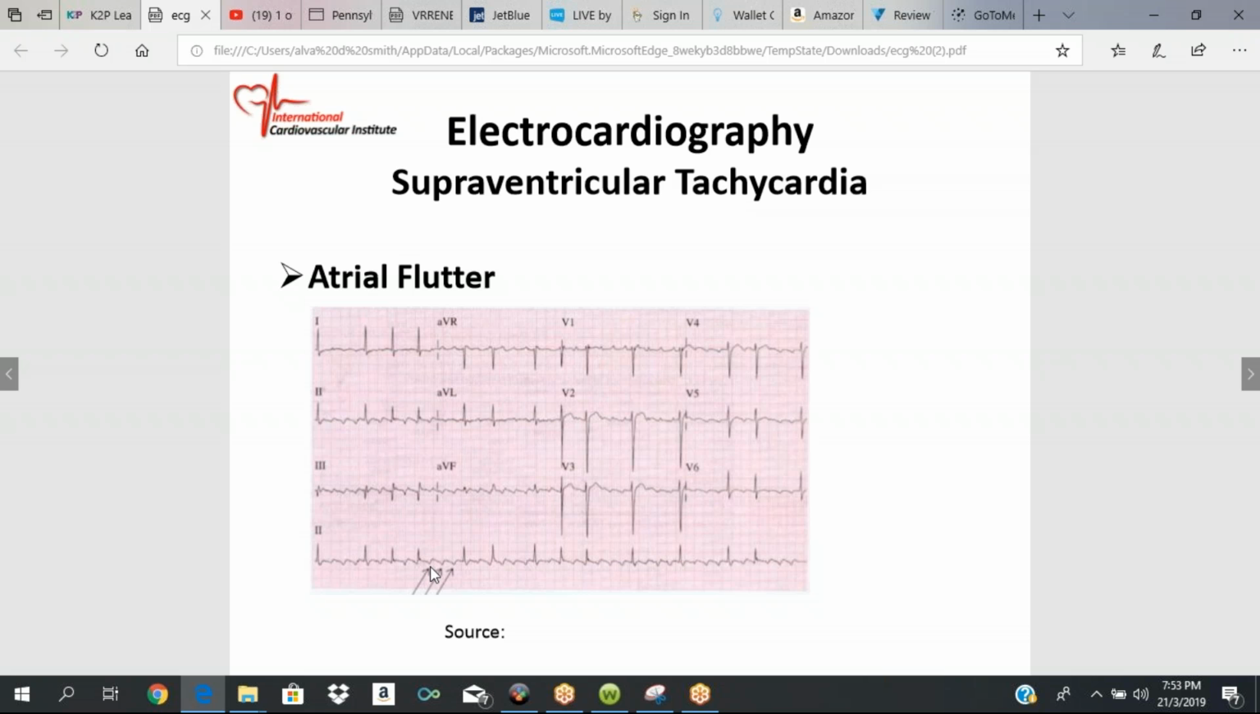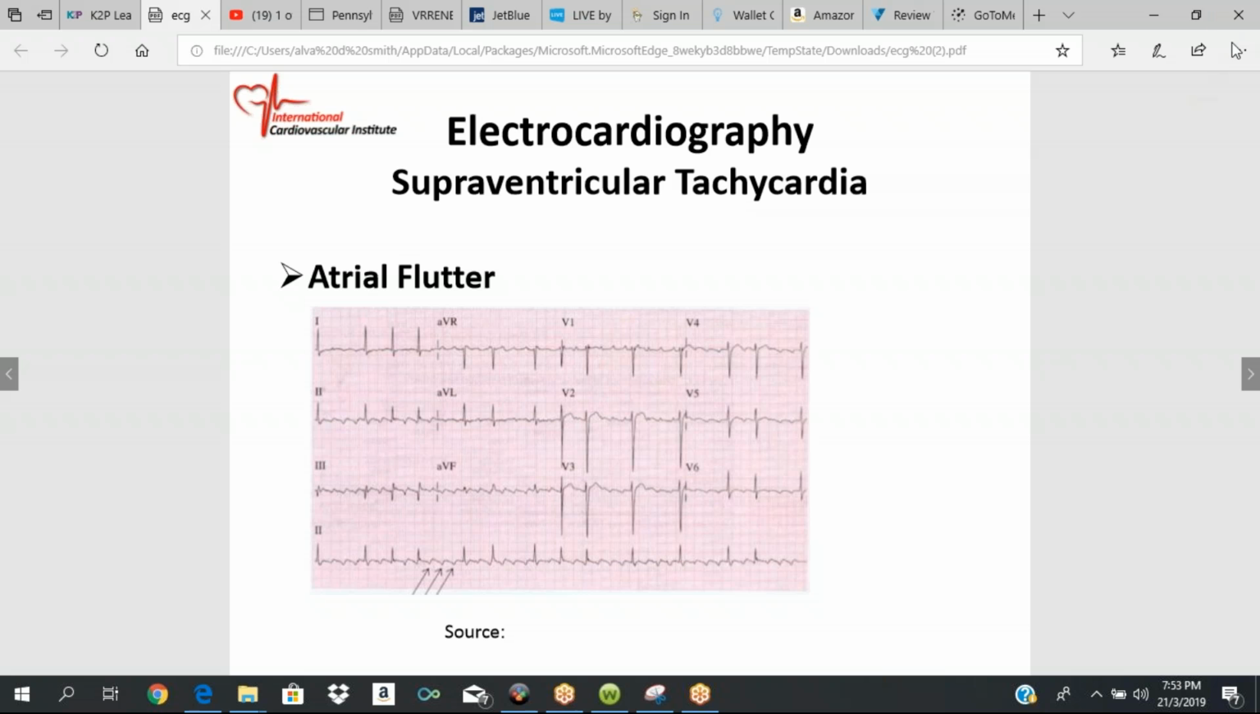So if you want to calculate the atrial rate, it's 300 divided by one big block. So the atrial rate is 300. So the atrium is contracting very, very fast. But look at the ventricular response. You see the ventricular response is not as fast. It is relatively slow. It's irregular though. So this is what we call atrial flutter with variable AV block.